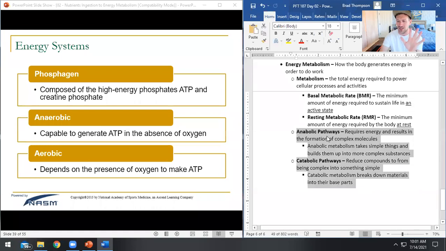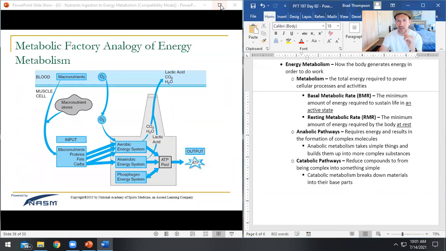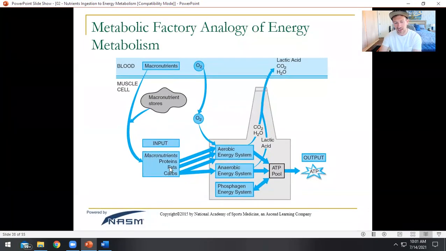That's your anabolic pathways. Actually, I'll come back to these concepts in a second. Let's actually leave this alone for now. Let's not worry about anabolic and so looking at anaerobic, right? Anaerobic, meaning without oxygen, generates ATP in the absence of oxygen. Aerobic, we need some oxygen. So we go back to our little factory here, right? Notice how carbohydrates are the only one that can go into the anaerobic system, right? Fats, proteins, those have to go into the aerobic system. But carbohydrates have to go through the anaerobic system.